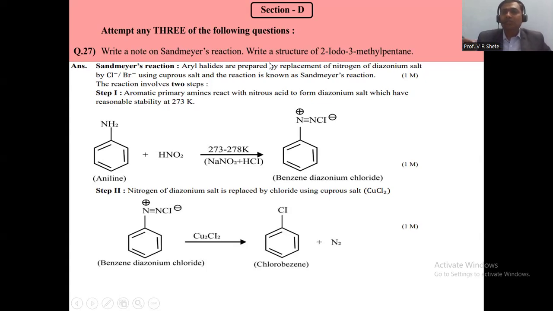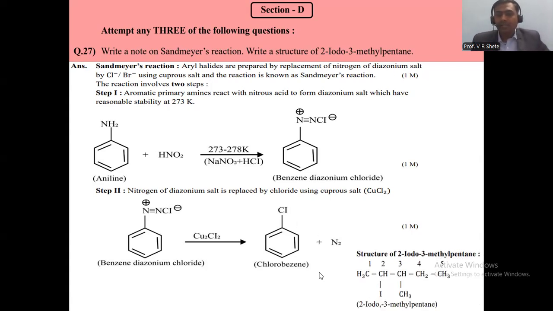And what is the structure of 2-iodo-3-methylpentane? Well, the structure. Let me adjust the screen. So this is the structure of 1, 2, 3, 4, 5. 2-iodo, 3-methyl, 5 carbon atoms. This is pentane.